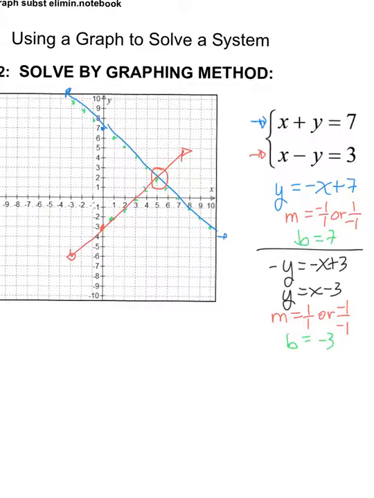So then you just need to name that ordered pair. That ordered pair has an x value of 5 and a y value of 2. So that is the solution to this system. (5, 2) is found on both lines. They are the one ordered pair that both lines have in common.